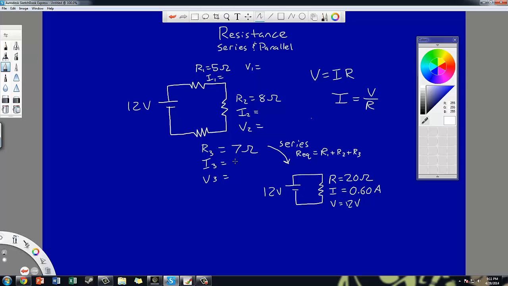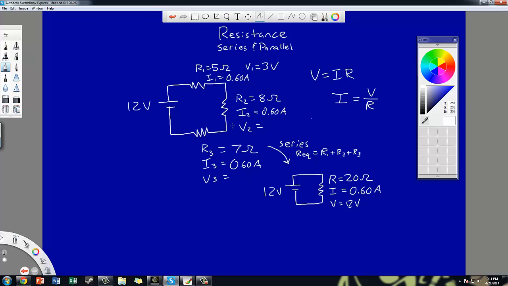And so all of the current through this wire is going to be limited to 0.60 amps for all 3 resistors. And what that means, as you might expect, is that I can now solve for my voltage value for each one. So solving for resistor number 1, we have 5 times 0.6, which gives me 3 volts.